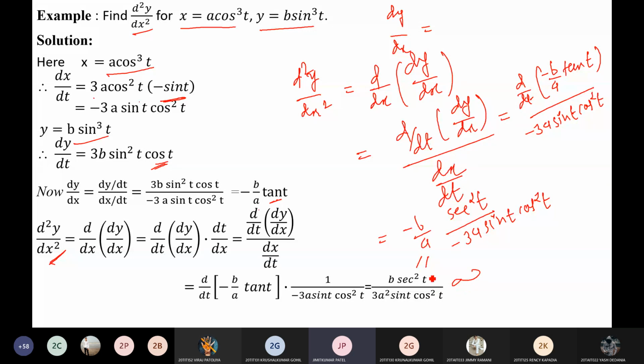Okay, is there any problem? No, sir. How many students do not understand this? No, sir. Please raise your hand. If you understand this example, then please raise your hand.